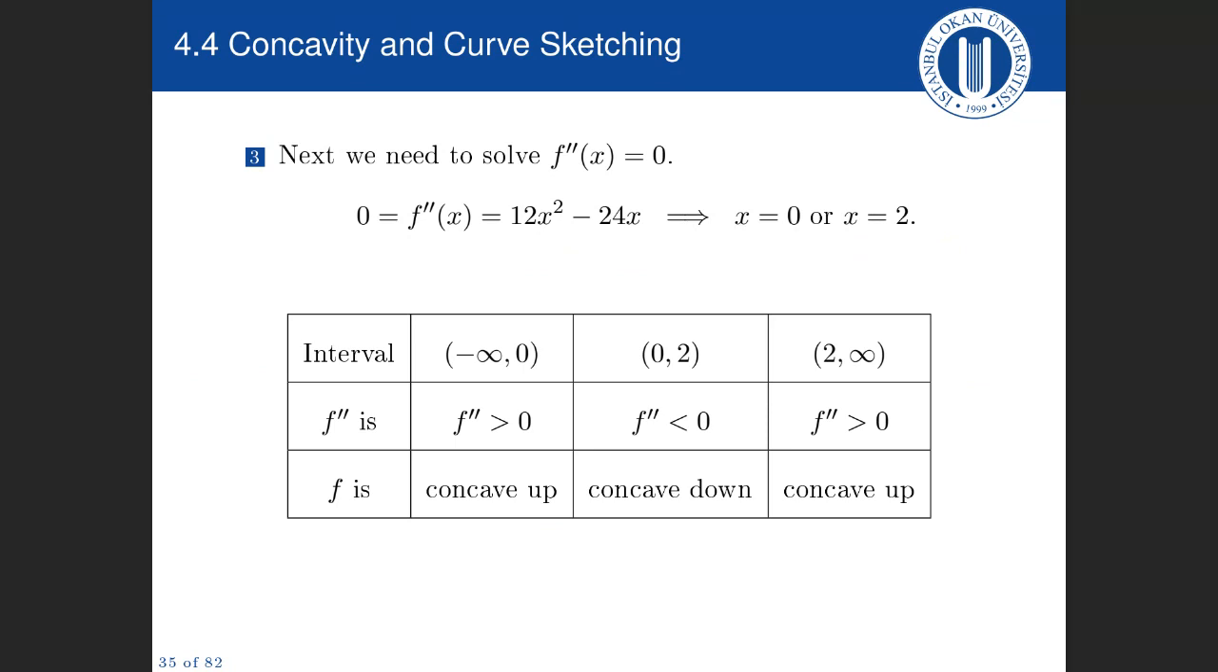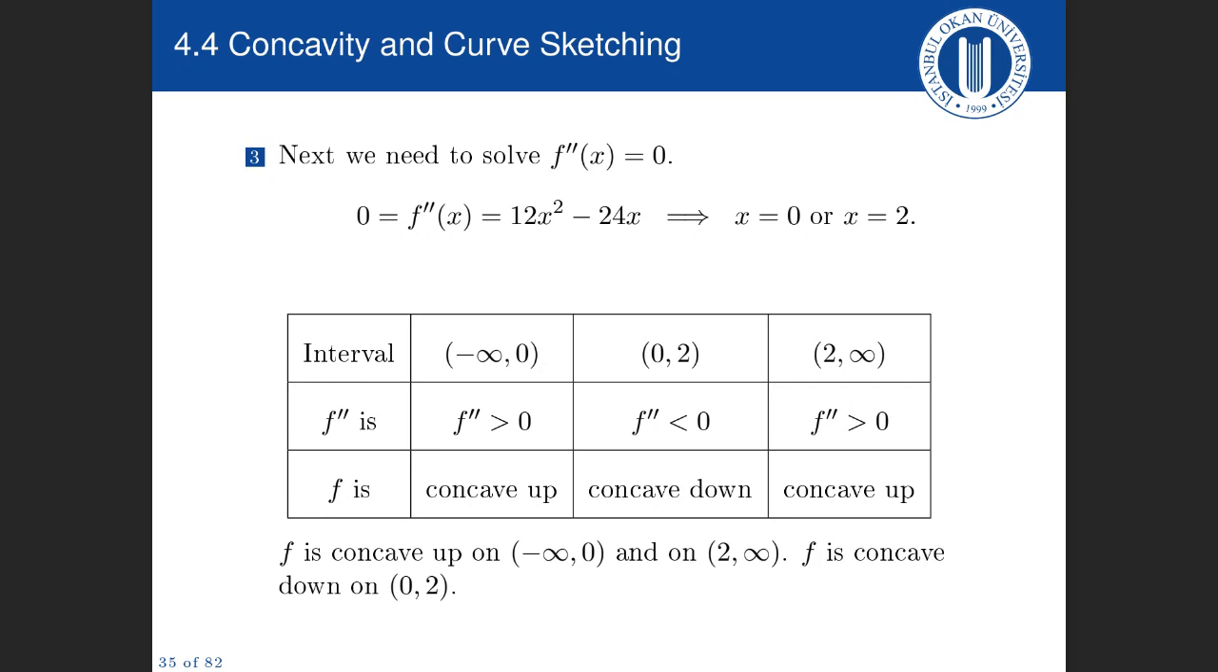And then we're asking, is the second derivative positive or negative on each interval? And after we've found that, we can see that f is concave up between minus infinity and 0, concave down between 0 and 2, and concave up between 2 and infinity.